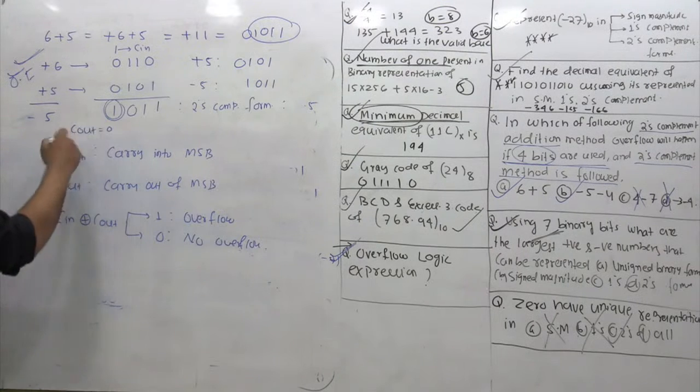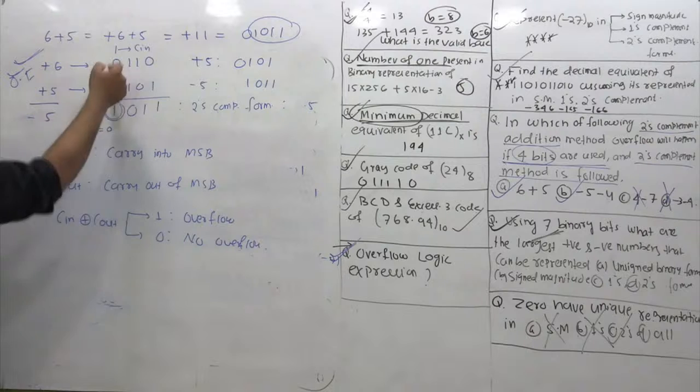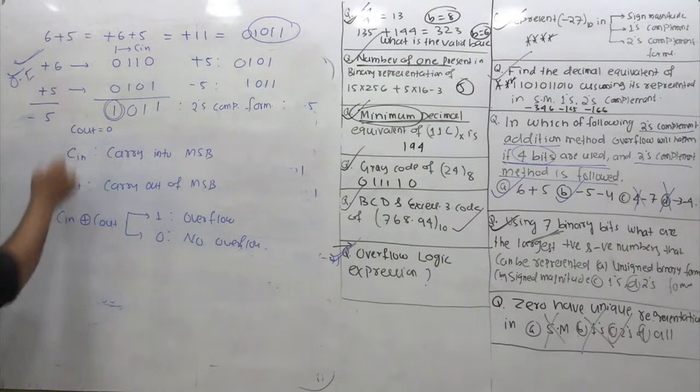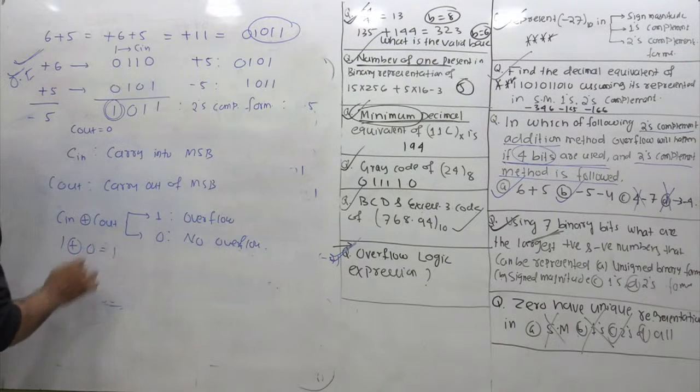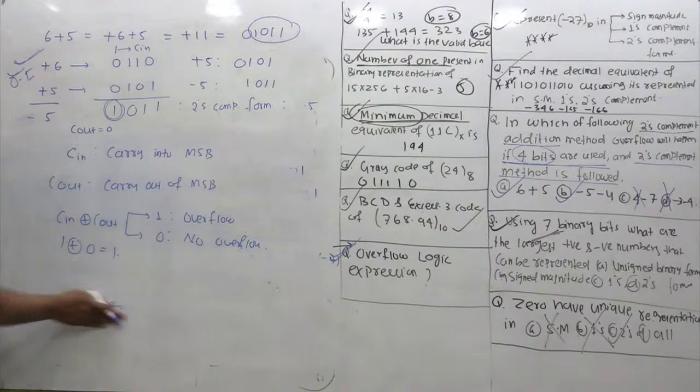If there would have been, let's say if this is 1, this is 1, then sum is 0, carry is 1. So in that case you are getting Cout also 1. But in this case we are not getting any Cout. So Cin is 1, Cout is 0. So 1 XOR 0, you get 1, and if you are getting 1, that is overflow. That's what we said.